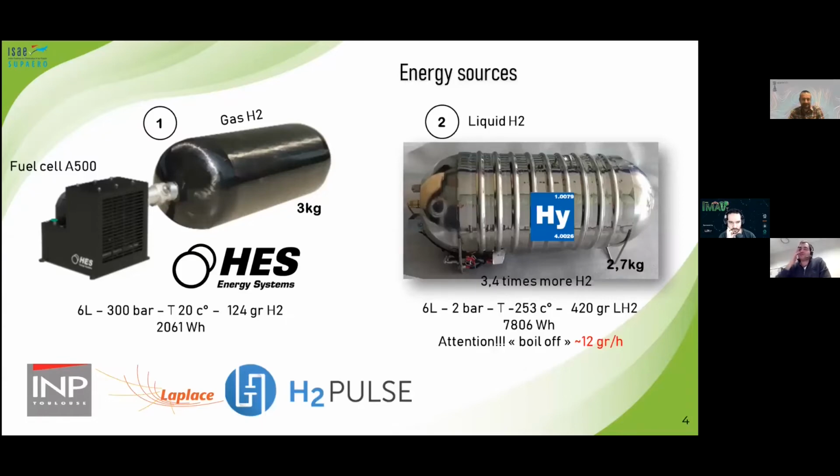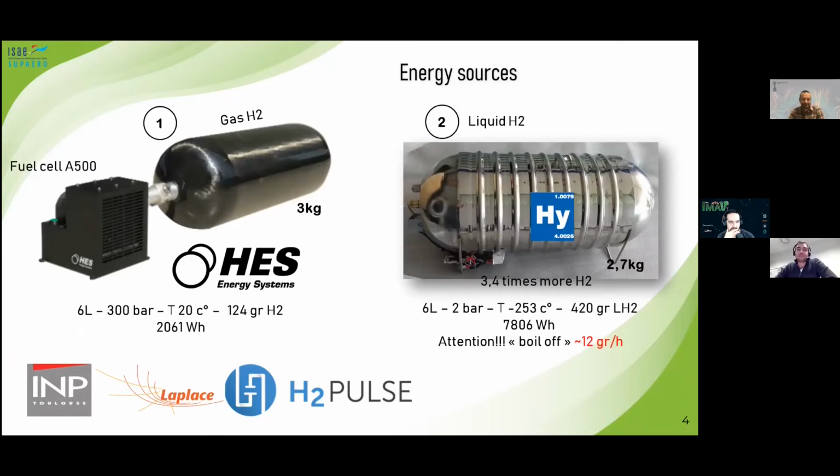So just to compare the two principal sources, you can see on the left a 6-liter gas hydrogen bottle. Usually they're under 300 bars, and the temperature is around 20 Celsius. Inside you have only 124 grams of hydrogen. When you take into account the efficiency of the fuel cell, you can calculate that you approximately have around 2,000 watt-hour.